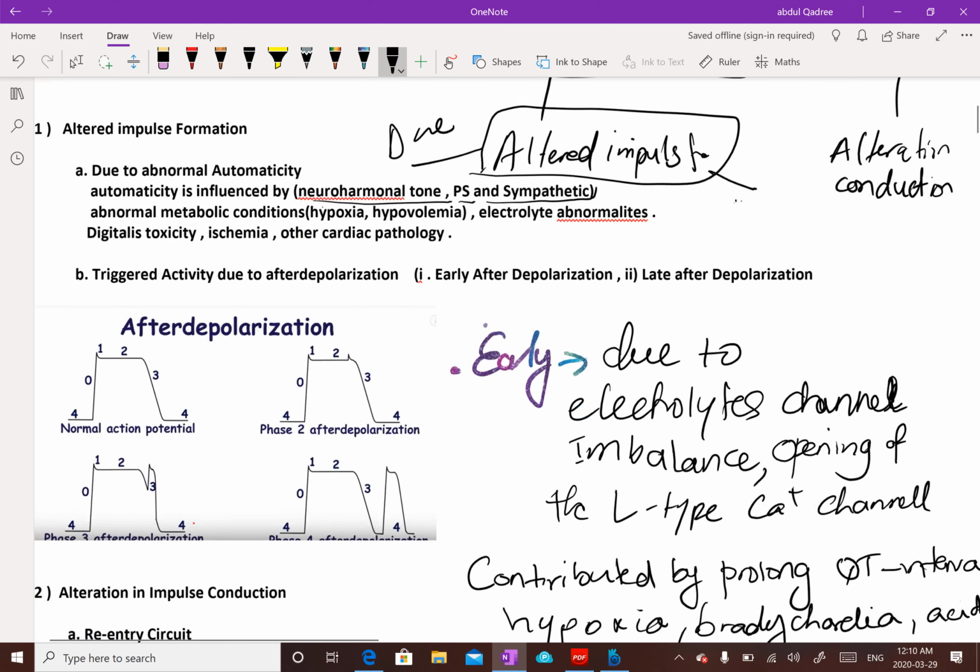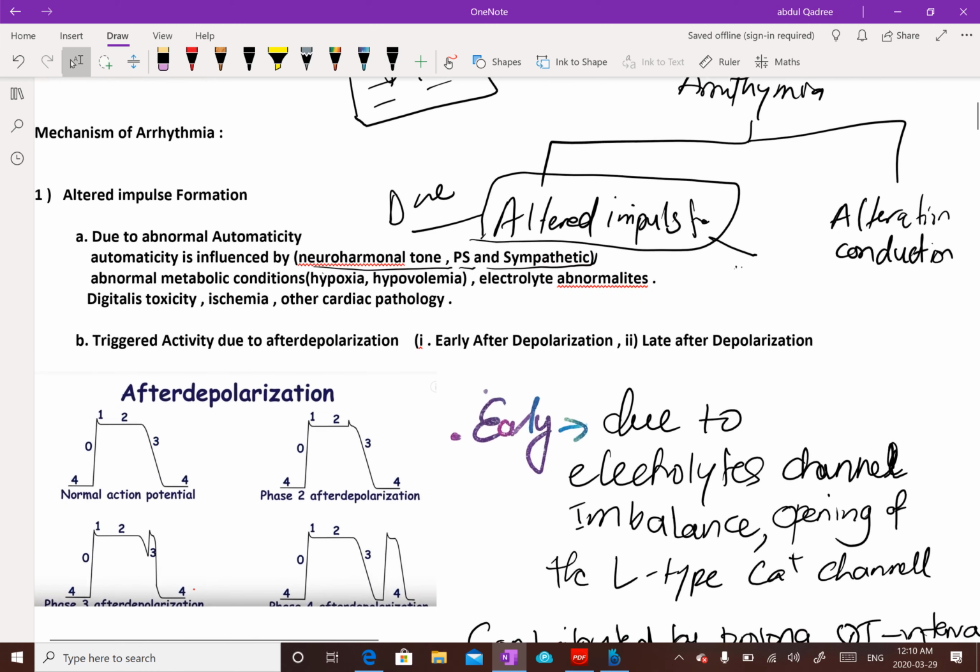So what happens? Let's say the cell is about to get depolarized. This is a normal action potential of a cell. Phase zero is the upstroke phase. Phase one is when the sodium channel closes and the calcium channel opens, and then the potassium channel starts to open again, and the cell starts to repolarize back.